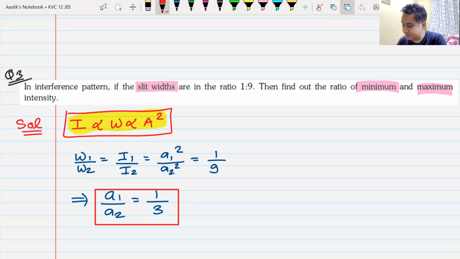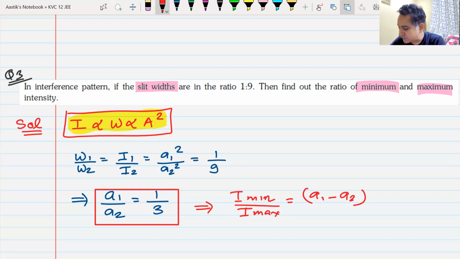From this step by maths, you had to get to that step. I minimum by I maximum. What will be the formula for I min by I max? I min by I max is A1 minus A2 whole square divided by A1 plus A2 the whole square.